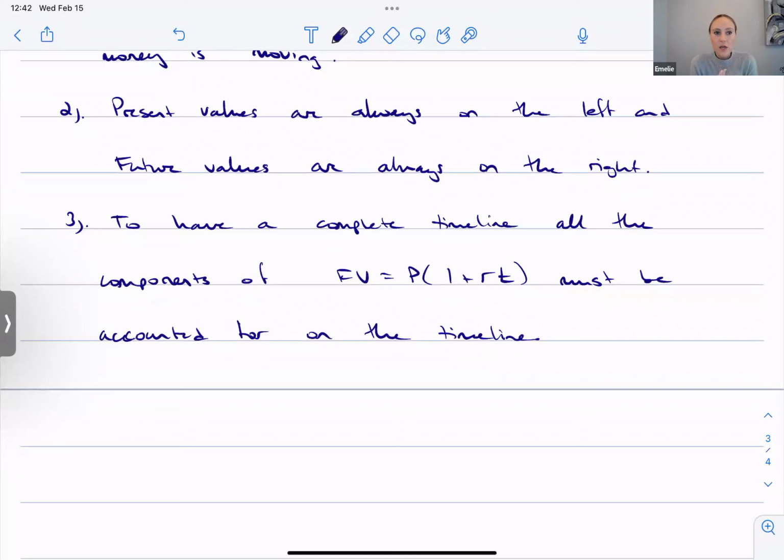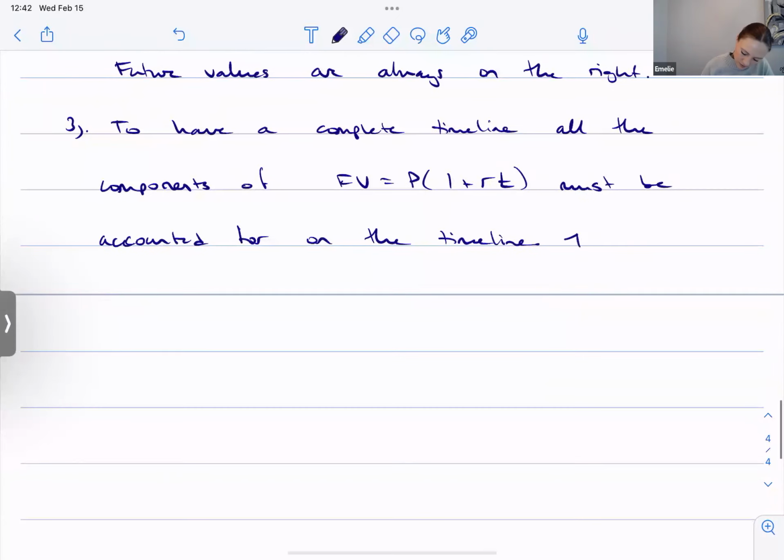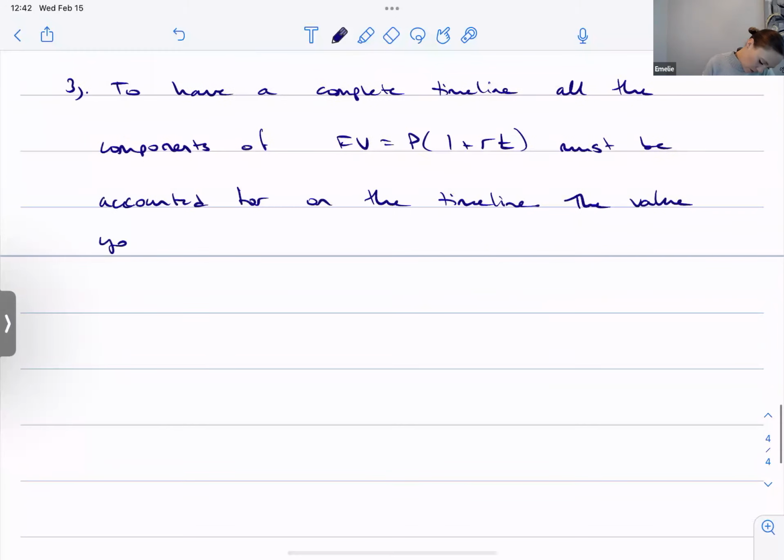With the exception of the value that you're solving for. You only have to solve for one of these things. The value that you're solving for, you'll just leave as a variable, just as the letter. The value you want to solve for is left as a variable.